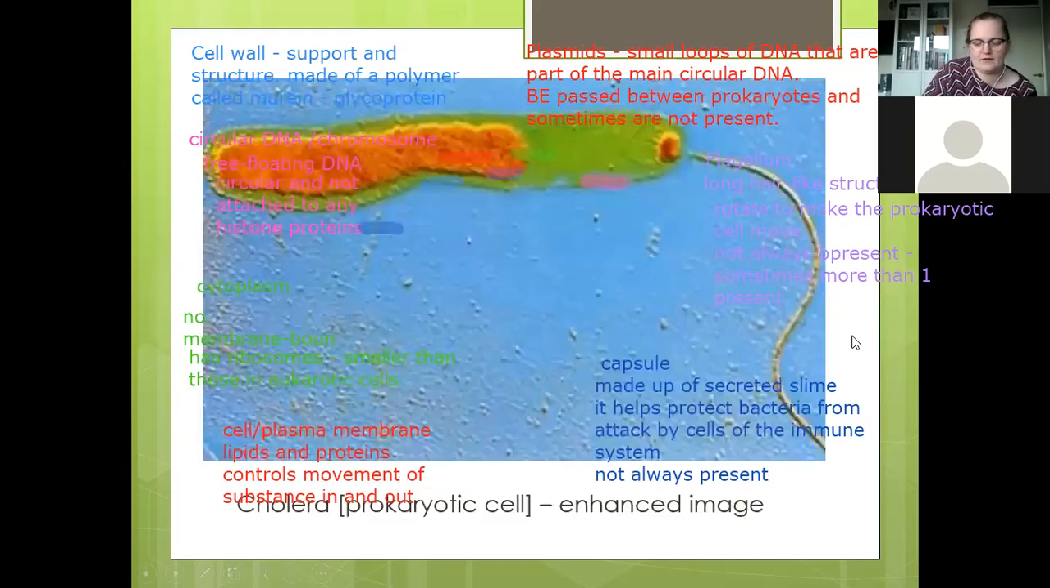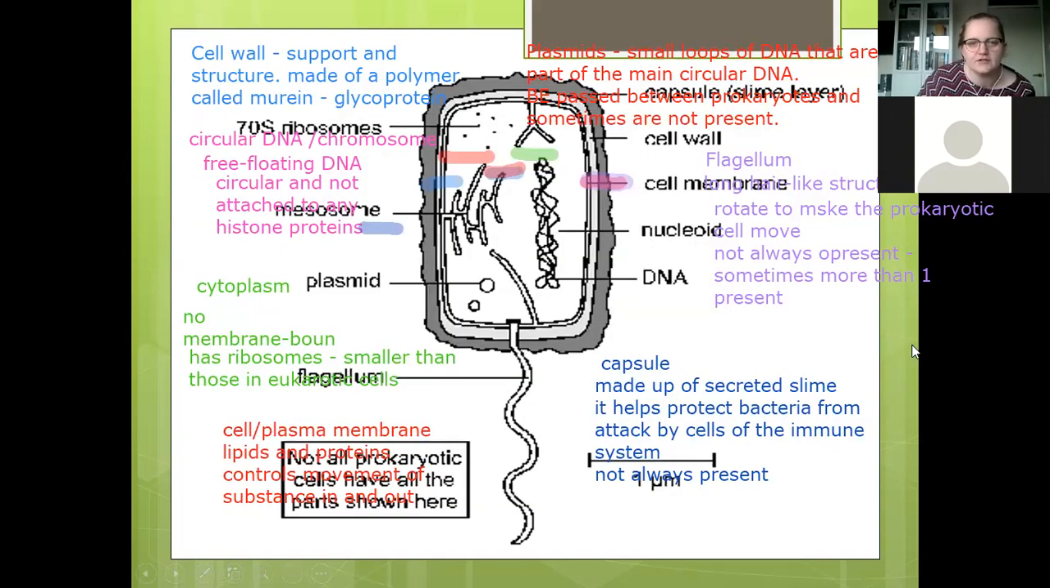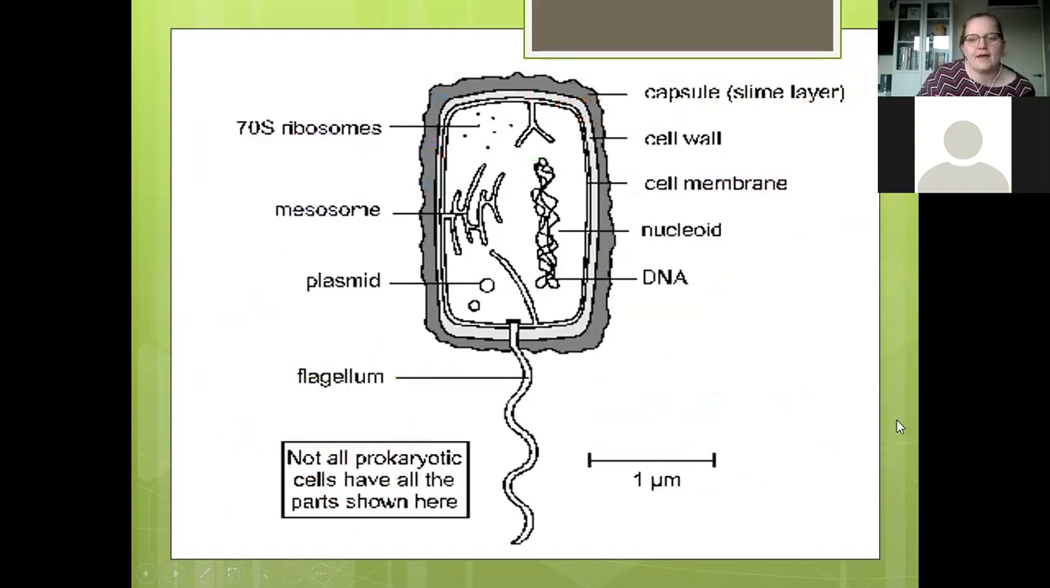Let's clear all that writing so we can actually see. In this image, we've got our 70S ribosomes, our smaller ribosomes, a mesosome, plasmids, flagellum, nucleoid, which is our circular DNA, our cell membrane, our cell wall, and our capsule slimy layer. Not all prokaryotic cells have all the parts that are shown here. That's really important to remember.